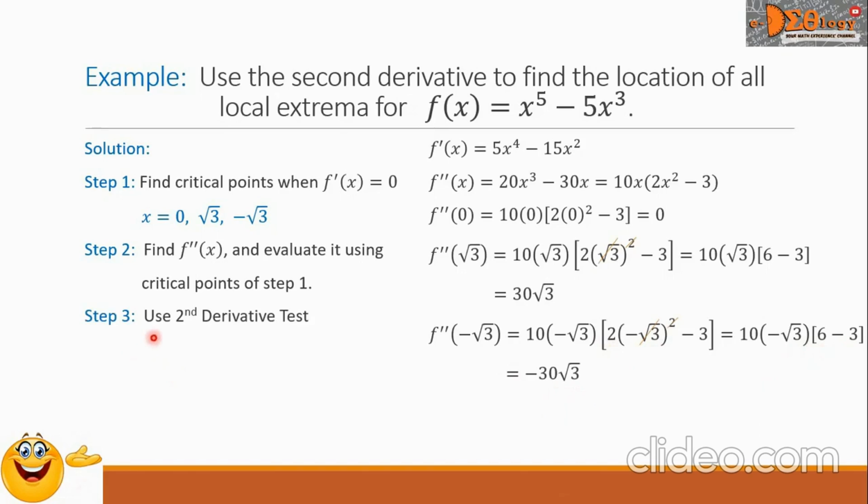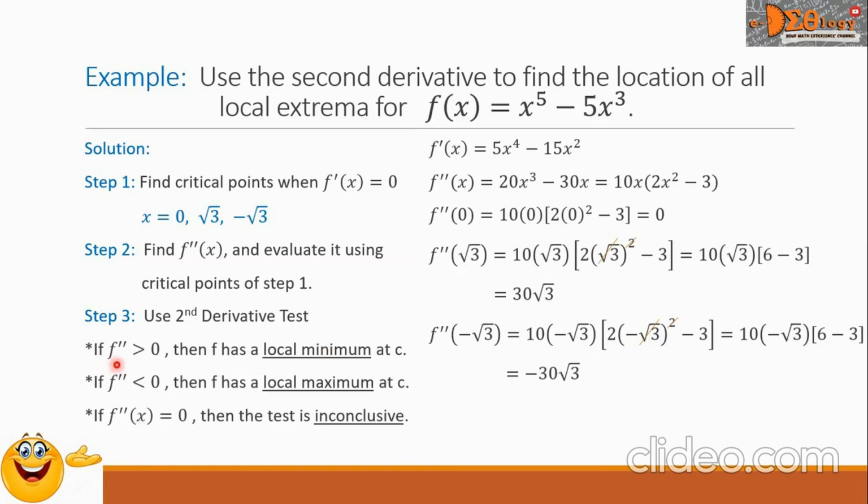For step 3, let us now use the second derivative test. We say that if the second derivative is greater than 0 or positive, then the function f has a local minimum at the point c. Second, if the second derivative is less than 0 or negative, then f has a local maximum at the point c. But if the second derivative of the function equals 0, then the test is inconclusive, meaning there is no conclusion.